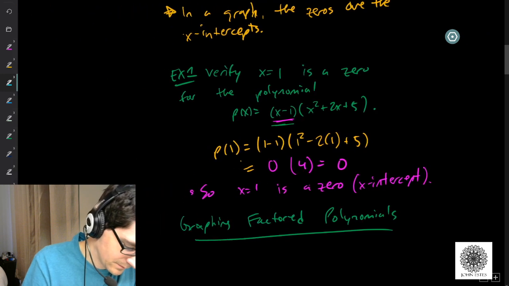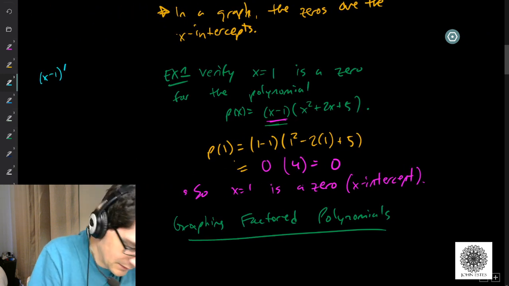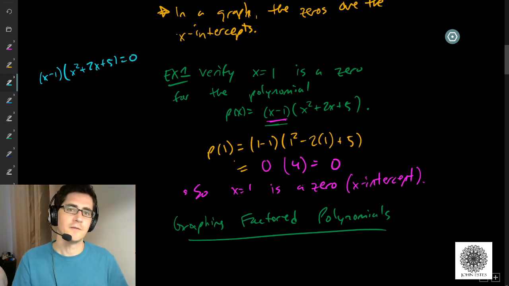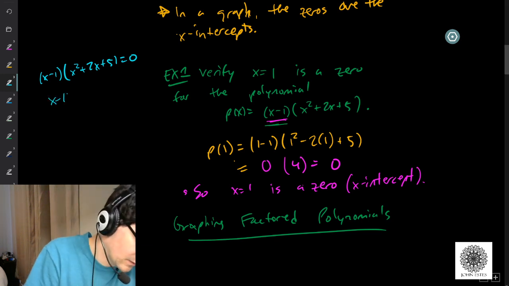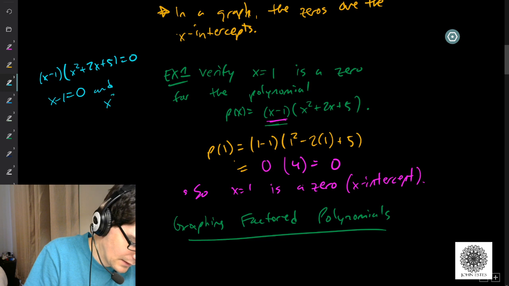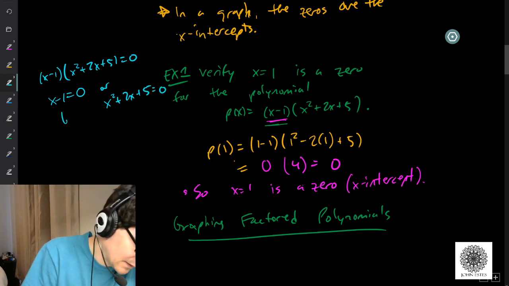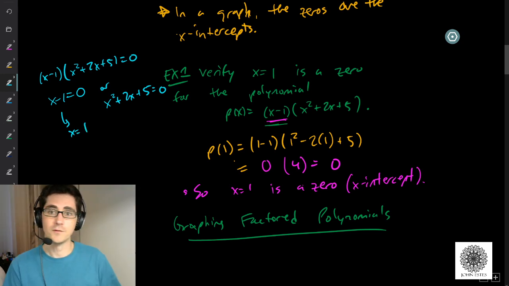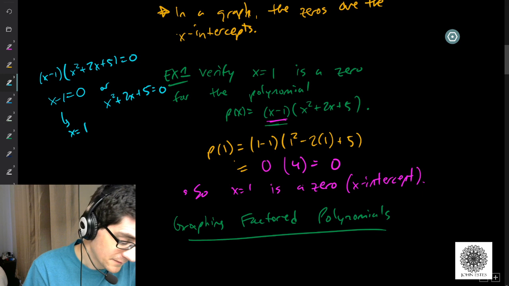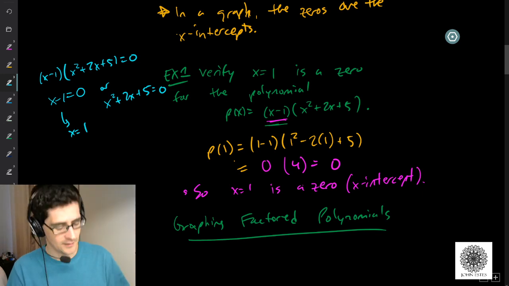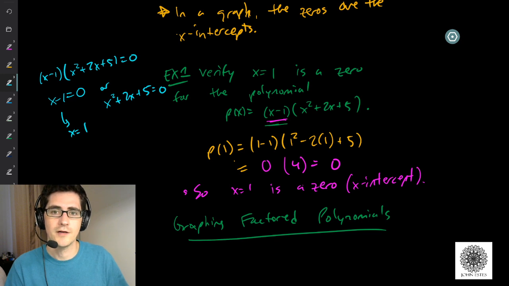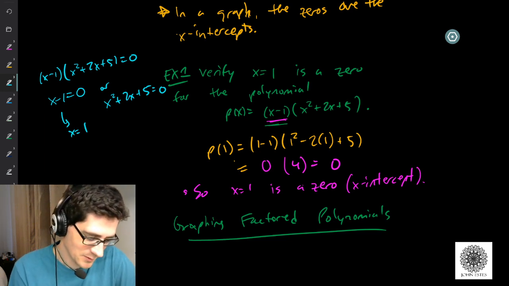If I had said x minus 1 times x squared plus 2x plus 5 equals 0, then I know, if I'm solving this as an equation, that x minus 1 equals 0 or x squared plus 2x plus 5 equals 0. And in this case, we only needed to solve for x equals 1 to find that that was a zero. If I factored x squared plus 2x plus 5, and I could do that through maybe completing the square or the quadratic formula, I'm going to get some more zeros. Possibly, if they're real numbers, they may be complex.